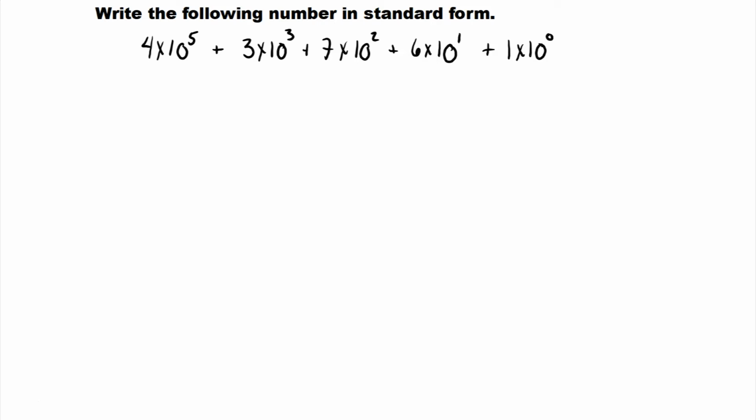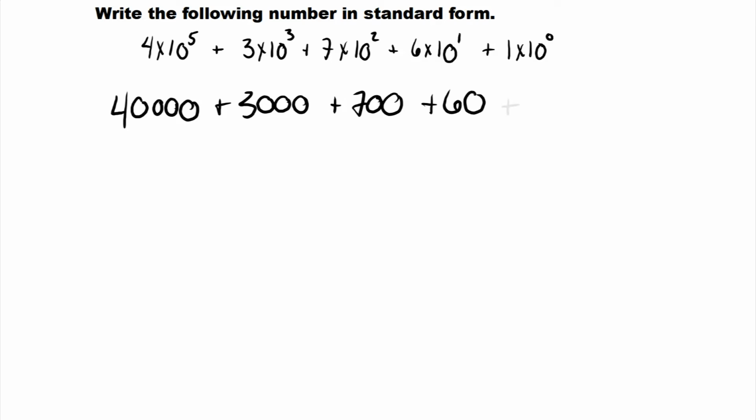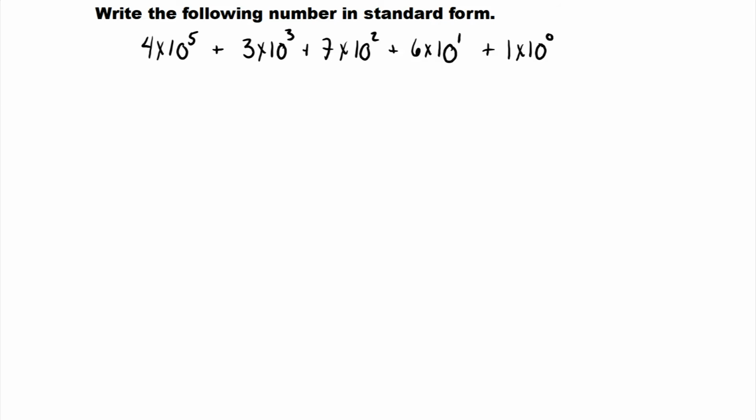Now we're asked to go the other direction, to write the following equation in standard form. So if we're going to write it in an expanded form, we might do it as 4 with 5 zeros after it, plus 3 with 3 zeros after it, plus 7 with 2 zeros, plus 6 with 1 zero, plus 1. However, we're asked to go straight into the standard form, which is just the regular form that we're accustomed to for numbers. In some cases, it's easier to actually start on the right-hand side.